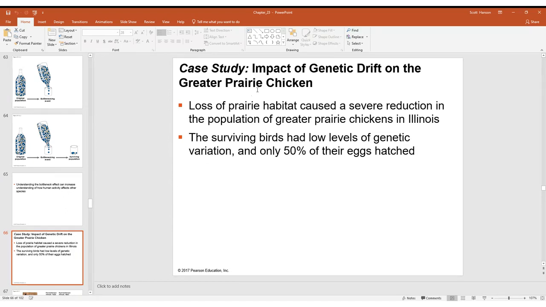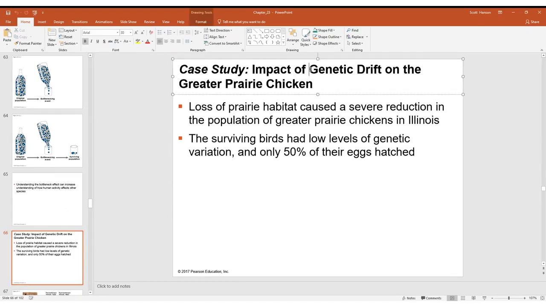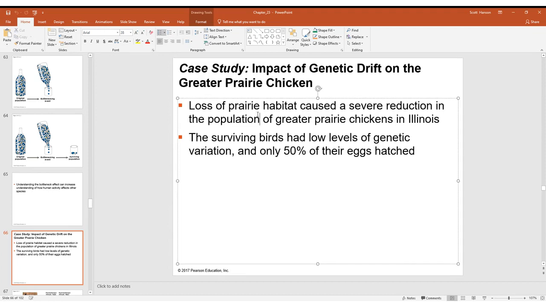Looking at another case study, the impact of genetic drift, or you could call it bottleneck effect as well, because bottleneck effect is a specific type of genetic drift: the impact of genetic drift on the greater prairie chicken. The loss of prairie habitat causes a severe reduction, in other words, a bottleneck effect, in the population of the greater prairie chicken in Illinois. The surviving birds had low levels of genetic variation. Only about 50% of their eggs hatched.